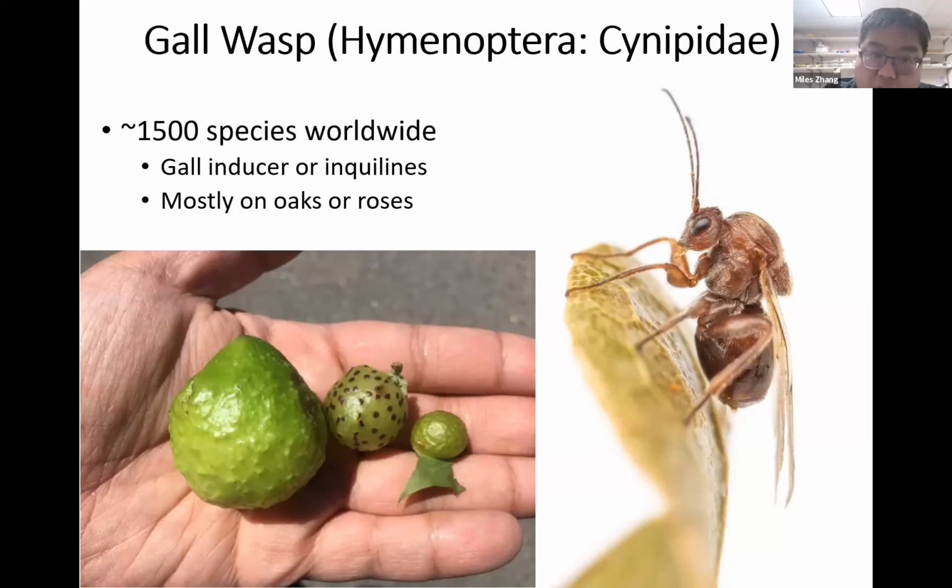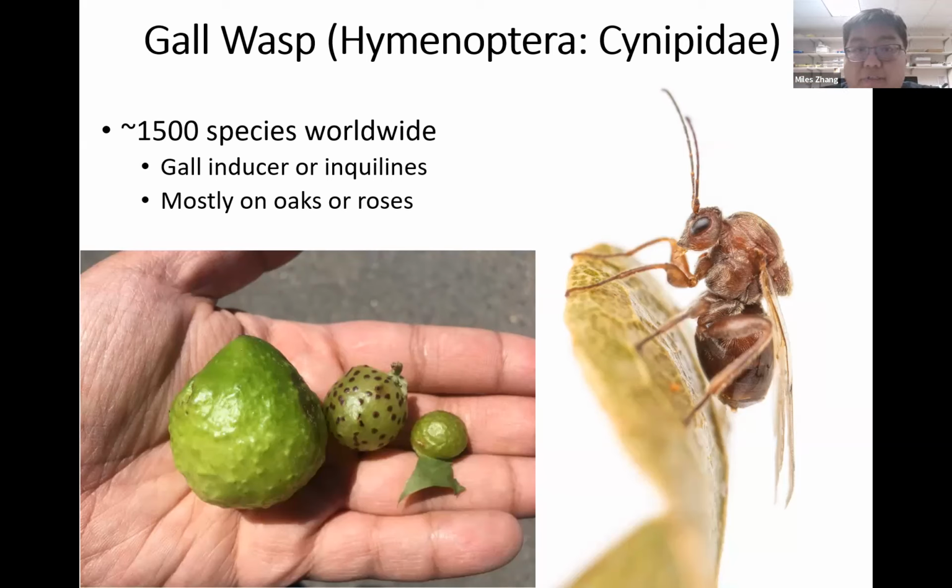They're either gall inducers, meaning that they create their own galls, or inquilines. So inquilines lost the ability to make their own galls, but instead they basically just lay eggs into other existing galls and kind of modify them. So they have not completely lost the ability to change plant tissues, but they cannot make their own galls.